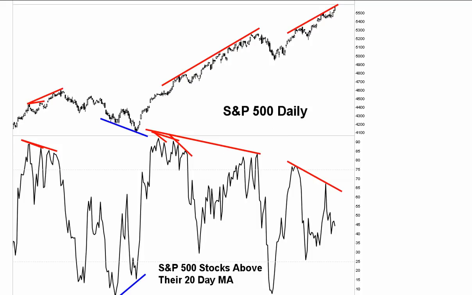Here you've got 44% above their 20-day moving average. Again, more than half of the stocks on the S&P are not even above their 20-day moving average. And you've got these divergences. So again, huge, huge warning sign.